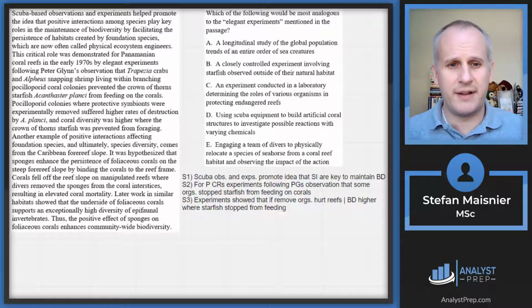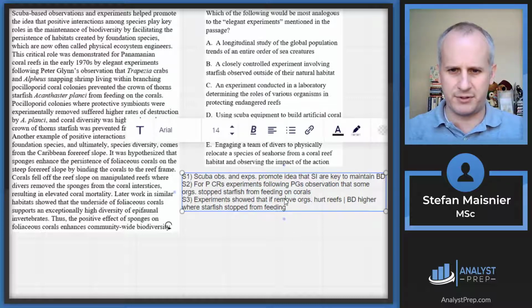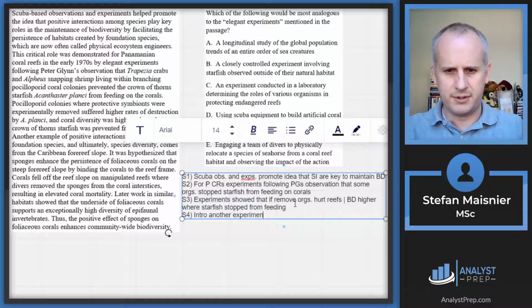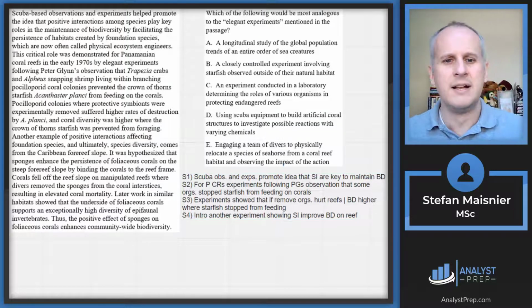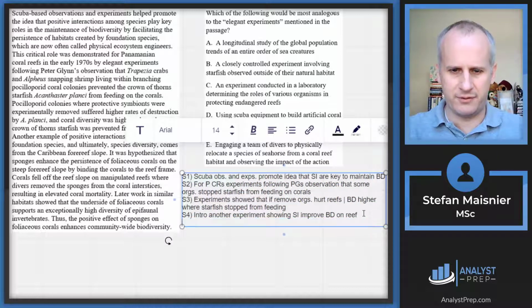So then we keep going. Another example of positive interactions affecting foundation species and ultimately species diversity comes from the Caribbean fore reef slope. So here, it can be a really short little summary. We just got intro, another experiment showing that species interactions improve BD on a reef. Now on the Caribbean fore reef slope, but I'm just going to go with the reef. It was hypothesized that sponges enhance the persistence of some sort of F corals on the steep fore reef slope by binding the corals to the reef frame.